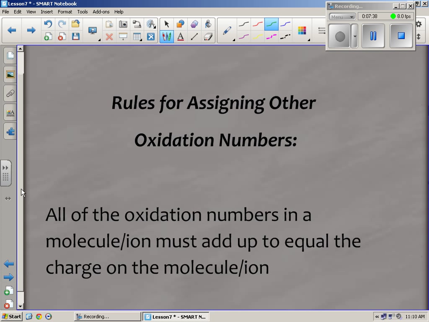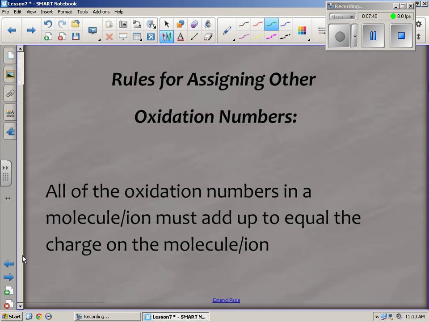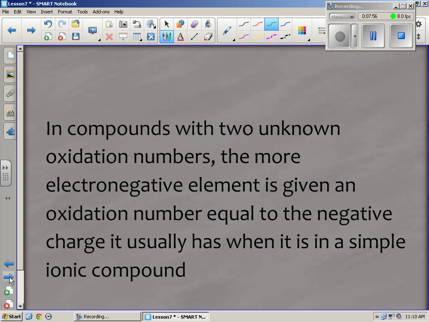Okay, now, rules for assigning other oxidation numbers. All of the oxidation numbers in a molecule or ion must add up to equal the charge on the molecule or the ion. So if you notice with that H2O2, it was 0. It was a neutral molecule. There was no charge on it. So I've got to make sure it adds up to 0. If there is a charge, I need to make sure it adds up to that charge.